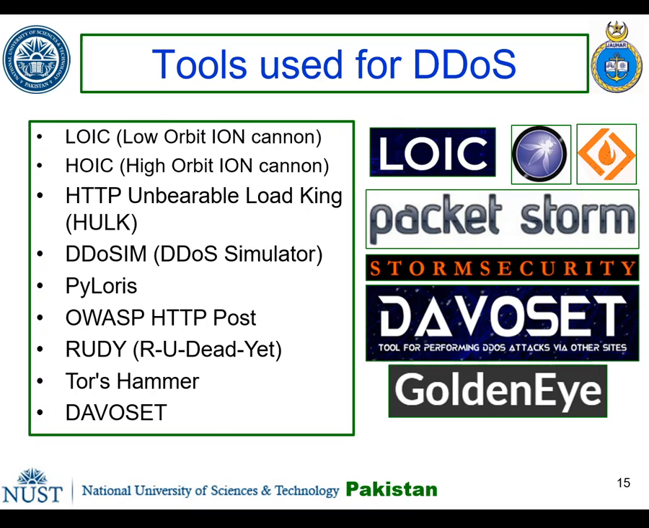Pylorus is a software product for testing network vulnerability by performing DDoS attack online. It helps you to control poorly managed concurrent connections. Open Web Application Security Project HTTP Post software enables you to test your web applications for network performance. It helps you to conduct DDoS attack from a single machine.